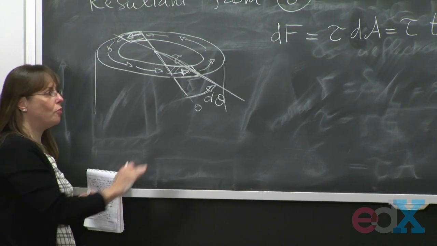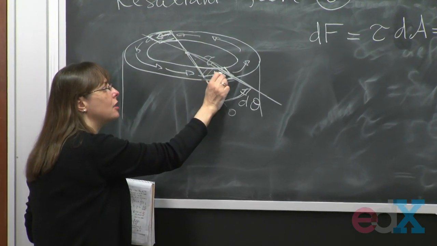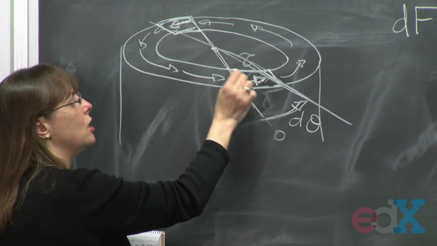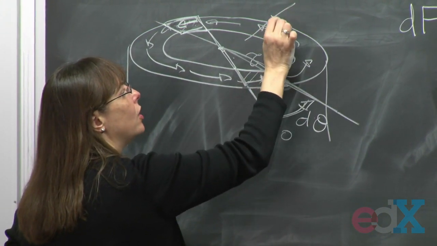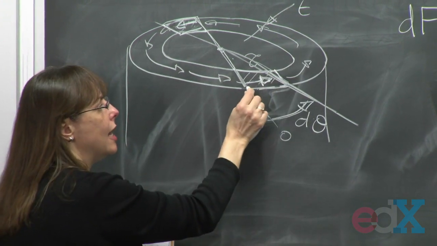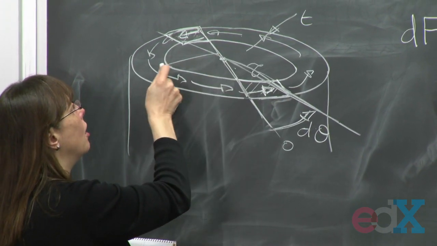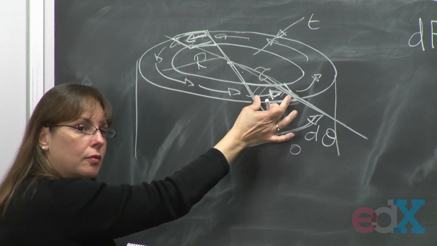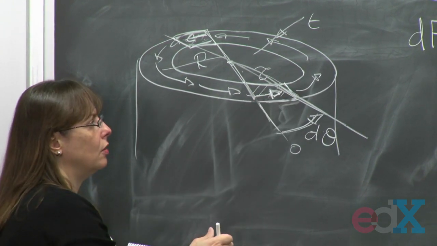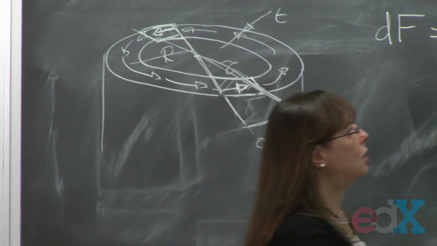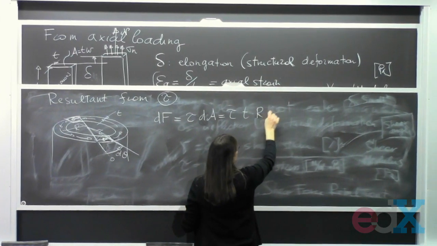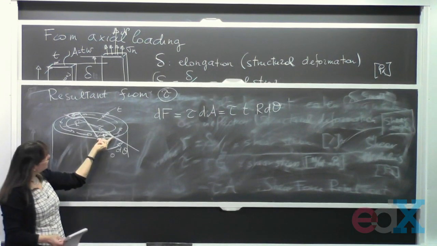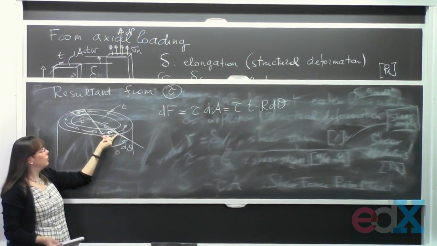So my area here, where the tau acts, has a width T, the thickness of the wall. Remember, T is whatever that is, stays. And the length here, if the radius is r, what is this length? It's r d theta, exactly right. So on this little chunk, I have a force dF.